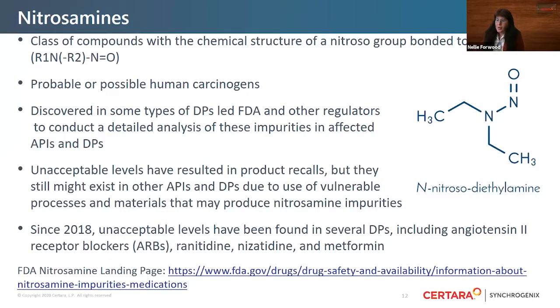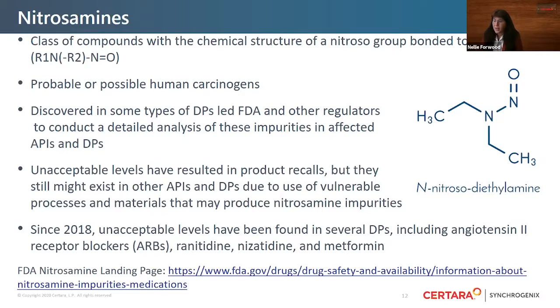Nitrosamines are considered a new compound. In June 2018, FDA was informed of the presence of an impurity identified as N-nitrosodimethylamine, NDMA, in the ARB valsartan. Through investigation, the agency determined that numerous lots of valsartan and a few other ARBs products from different manufacturers contained unacceptable levels of nitrosamines. The drug product manufacturers voluntarily recalled the affected batches of these drug products, which led to a drug shortage in some of the affected products.